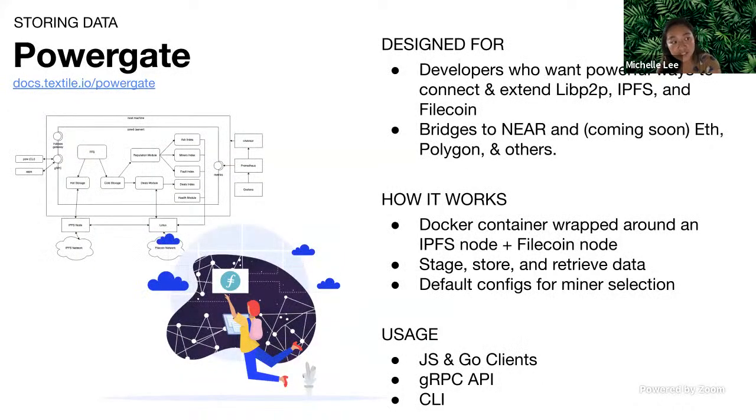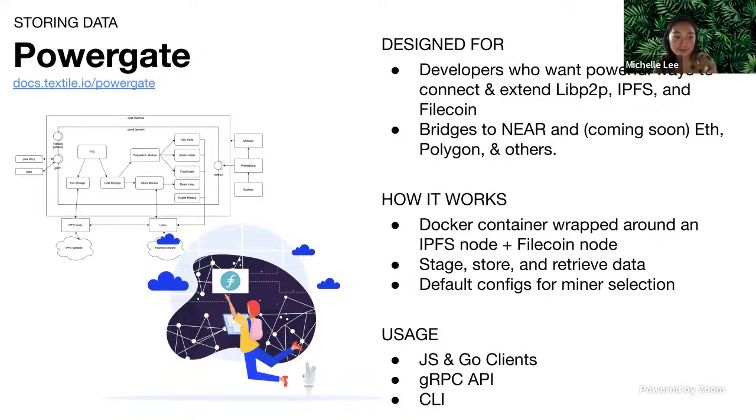The last tool I'll share is Powergate. I think the name is very appropriate. I think it's also a power user tool. This has some really great integrations and bridges to Near, Polygon, and some other Web3 services. If you want a lot of configurability and options, this is a great tool to consider. Essentially, it's a Docker container wrapped around an IPFS and Filecoin node with a bunch of configuration options that are set by default, but you can also change.